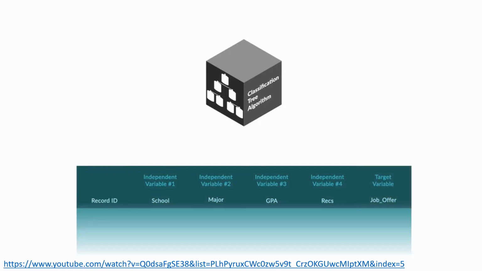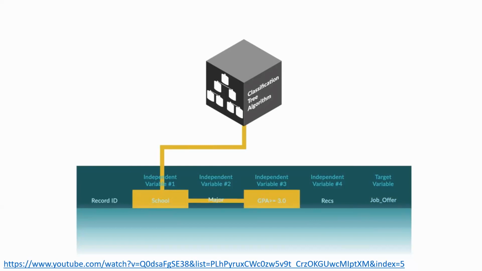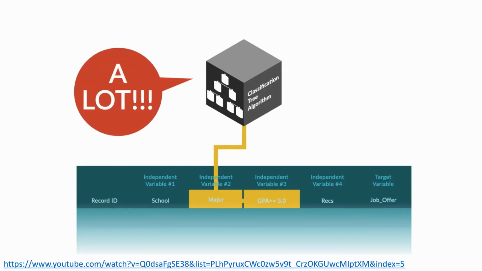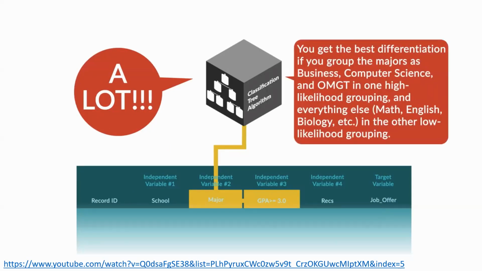We ask, if we only use the name of the school for everybody with a GPA of 3.0 or better, how well would that predict hiring of the student? It says a medium amount. We ask, if we only use the student's major for everybody with a GPA of 3.0 or better, how well would that predict the hiring of the student? It says a lot. You get the best differentiation if you group the majors as business, computer science, and operations management in one high likelihood grouping, and everything else, math, English, biology, etc., in the other low likelihood grouping.